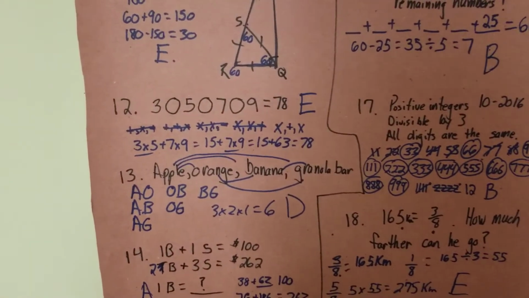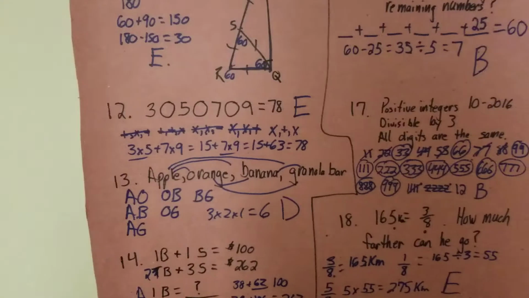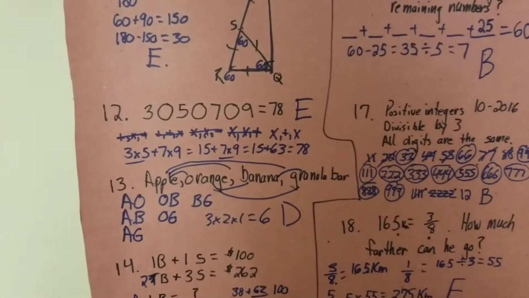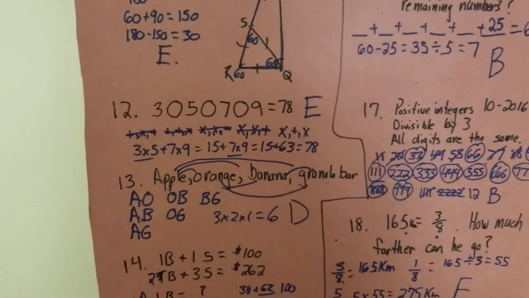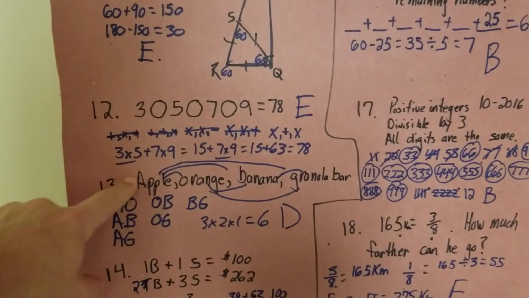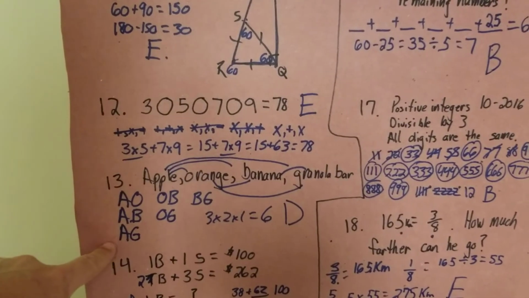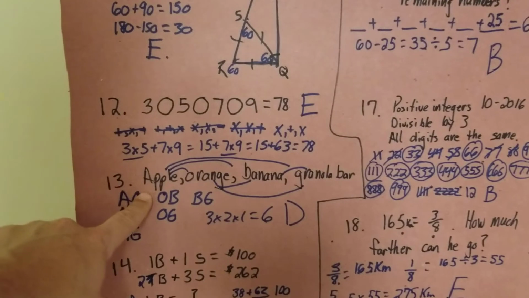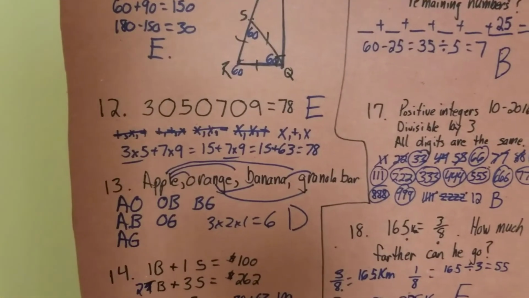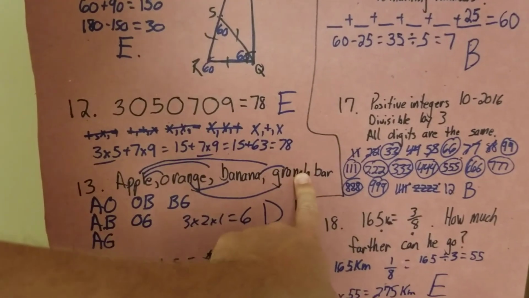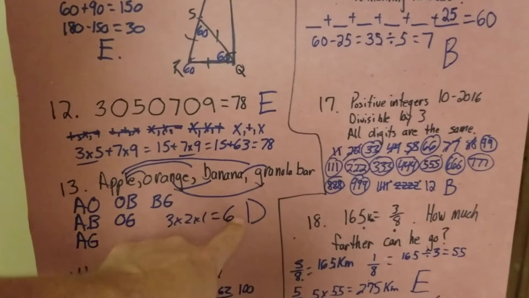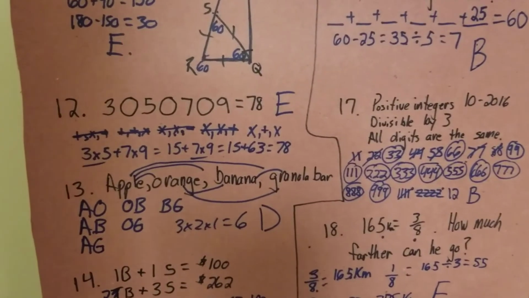All right, number 13. Ahmed gets to choose 2 different items, and he has an apple, orange, banana, and granola bar. I simply wrote down all the options. You can have an apple and an orange, and I even drew lines, apple and banana, or apple and a granola bar. Or you can have an orange and a banana, orange and a granola bar, or a banana and a granola bar. So that's 6 options. The mathematical way of doing this is, if there are 4 options, it's 3 times 2 times 1, which is also just 6, and option D.